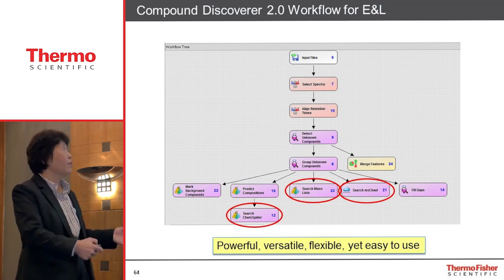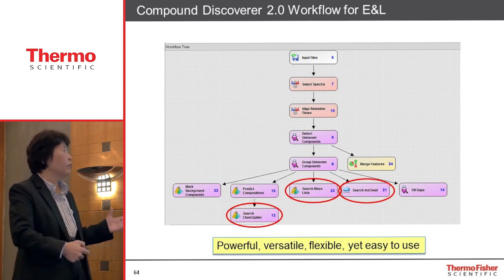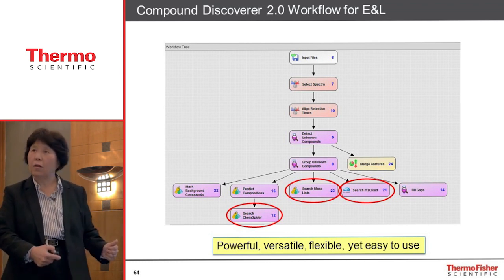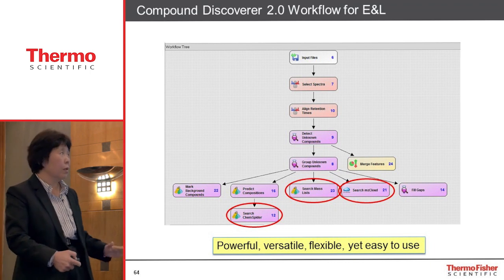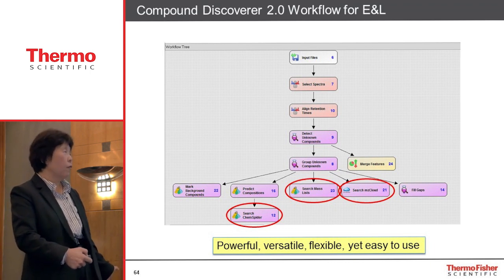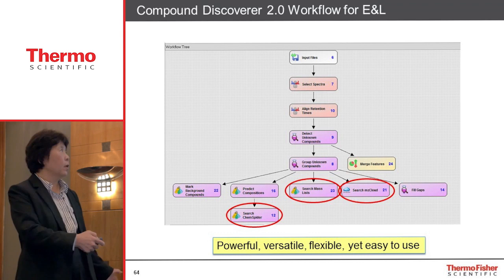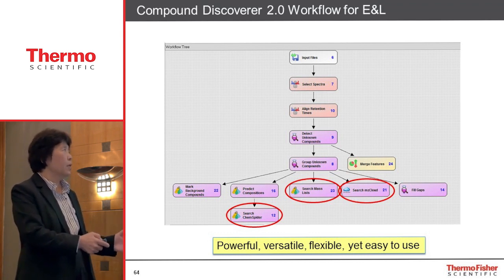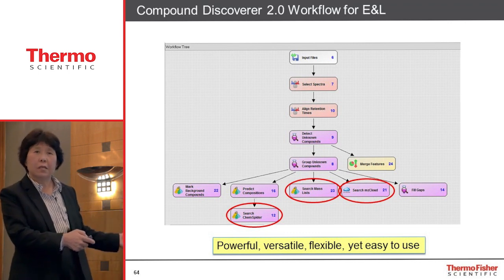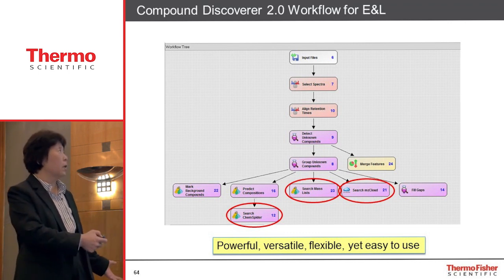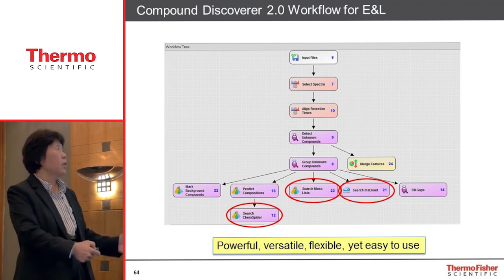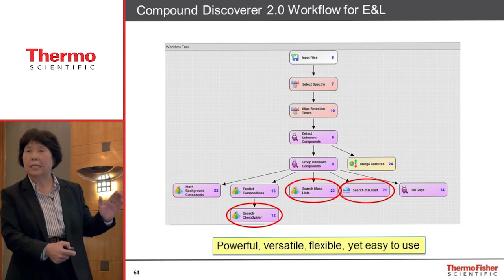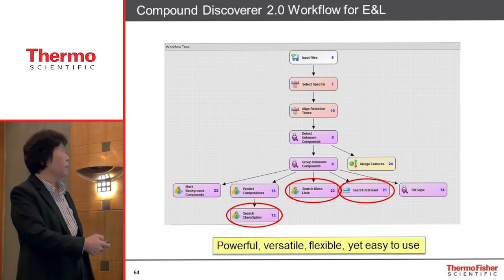So this is a very powerful software. It's versatile, it's flexible, yet easy to use. Normally, when the software is powerful, it's hard to use. Not for Compound Discoverer. If you don't want to spend the time at the beginning, you can simply use the built-in wizard. All you need to do is follow the wizard and use the built-in template. Literally in 15 minutes, you can start processing your data.